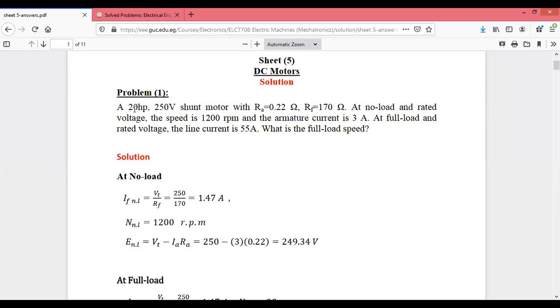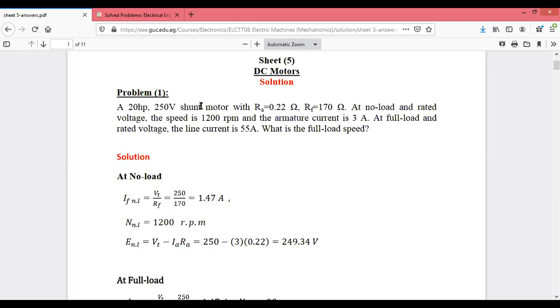What is the question? A 20 HP, 250 volt shunt motor with armature resistance Ra, which is nothing but the armature resistance, and Rf, which is nothing but the field winding resistance. So what have they given here? They have given the value of the total voltage, the armature resistance and the field resistance, and you are supposed to solve for the full load. Here they have given the conditions for no load and full load.